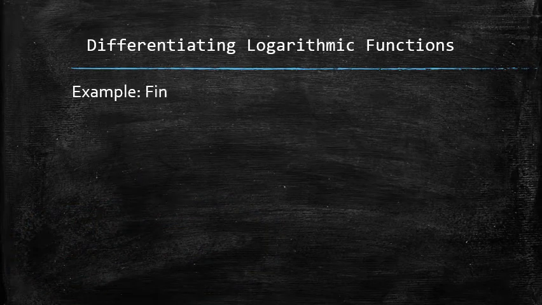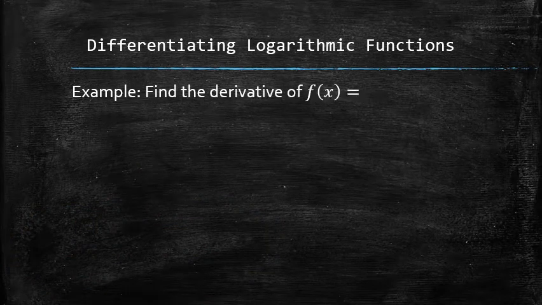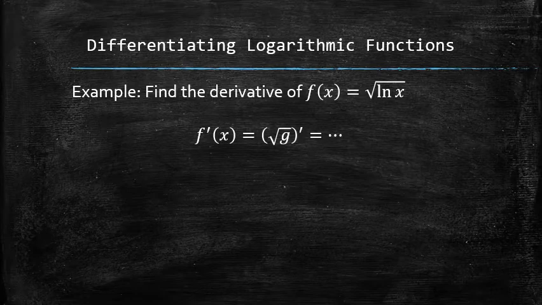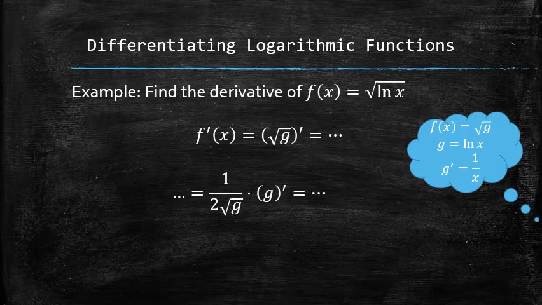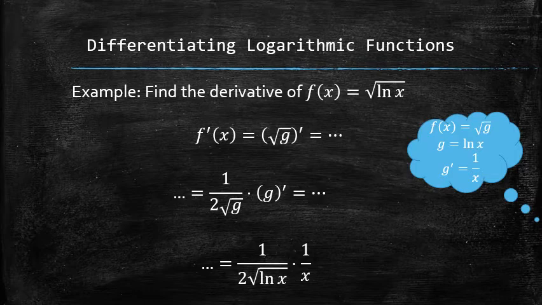Let's try the chain rule and find the derivative of the following function. We start the process by recognizing that we have to find the derivative of a composition of the radical function applied to the natural logarithmic function. So we apply the chain rule, for which we know how to find all the components. We get the final answer after plugging everything in and simplifying.